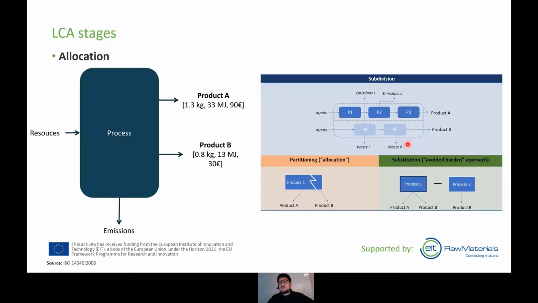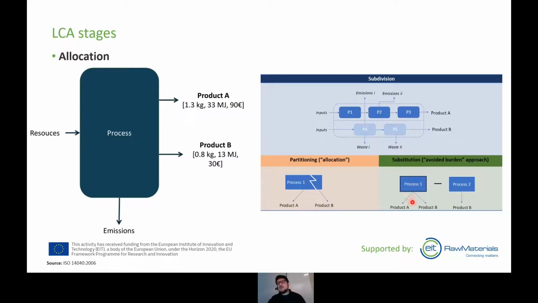Here's another example that we can use. In the case of subdivision, we can see there's no interaction between product A and product B, so we just simply split it and consider this as one line, and the other, but don't make any allocation. It's not needed. In this case, it is the example that I show here, where we make some partitioning in terms of economics, so the mass allocation.